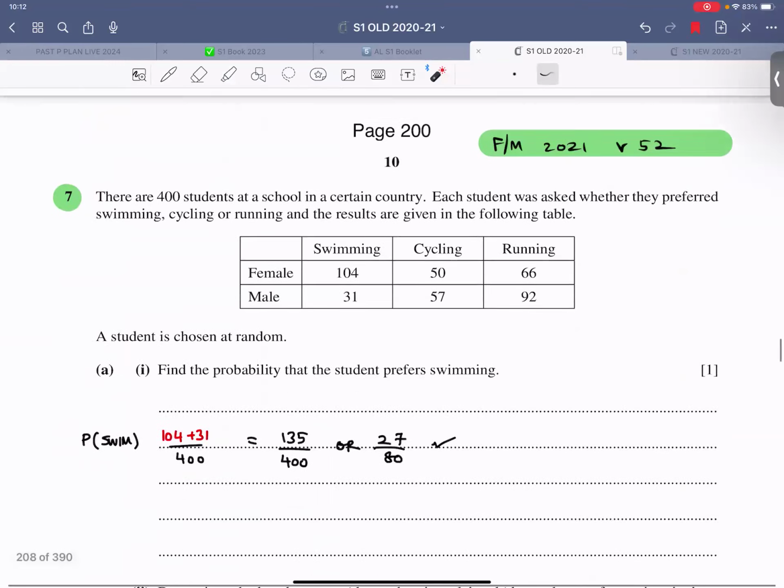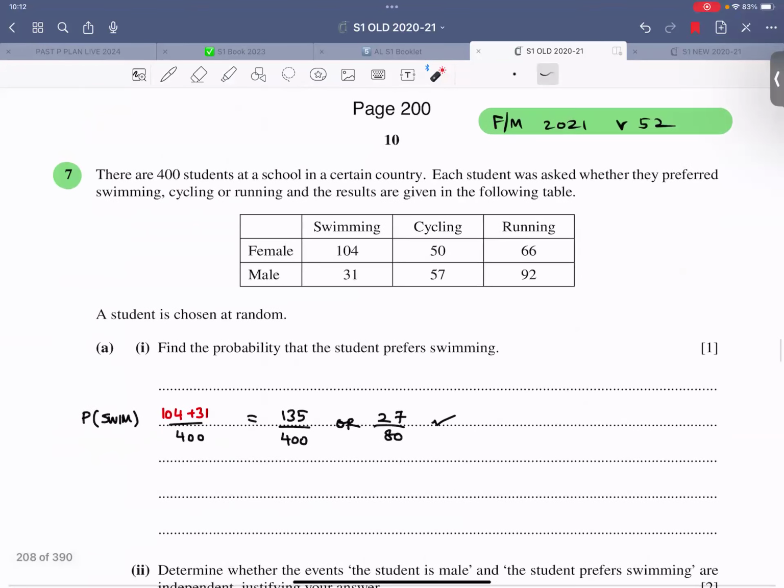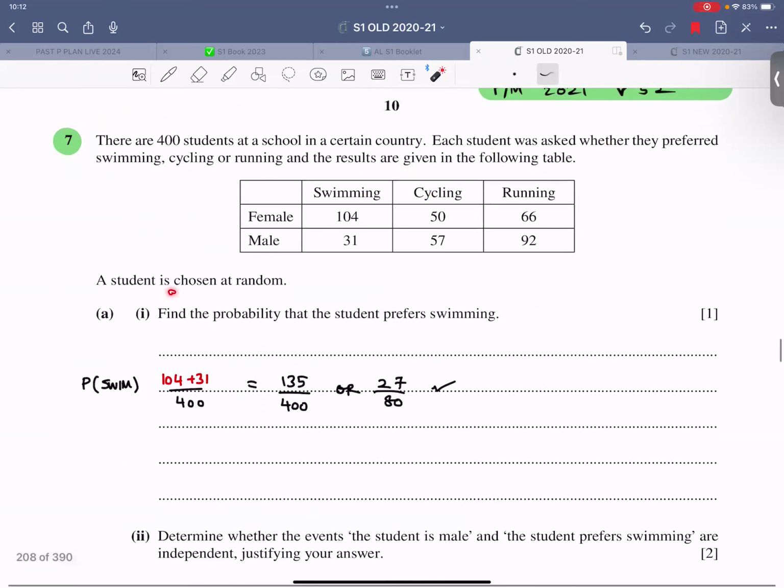And let's go to something like probability. So now this probability thing is there. There are 400 students at a school in a certain country. Each student was asked whether they preferred swimming, cycling, or running, and the results are given in the following table. A student is chosen at random. Now, this is the game. That is, if a student is chosen, then the denominator is 400. Find the probability that the student prefers swimming. So swimming is 104 plus 31. That is 135 over 400.